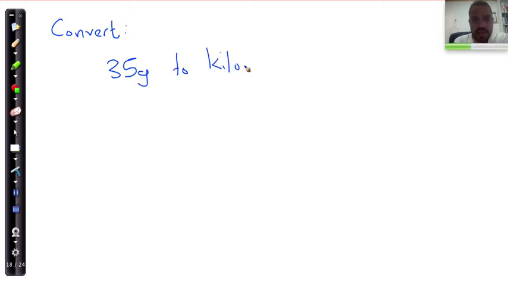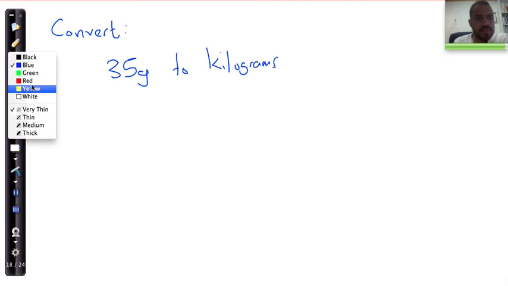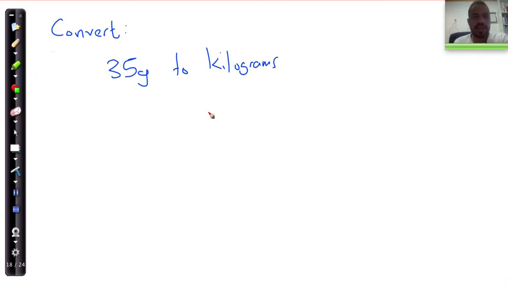Convert the following. We are given 35 grams to kilograms. 35 grams to kilograms, right? So how do we convert this? Let's see. Not yellow, let's go with red.